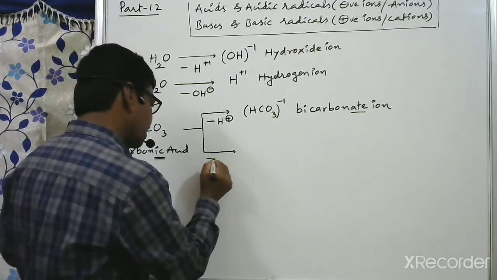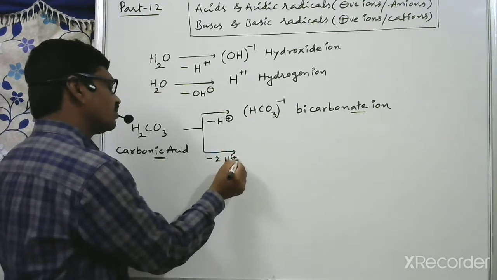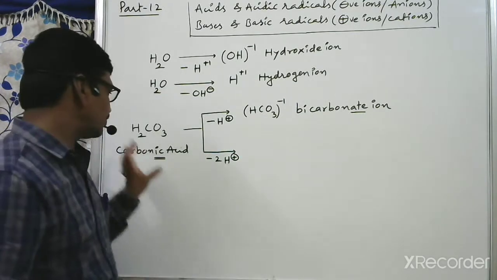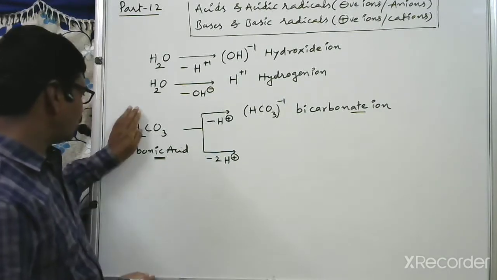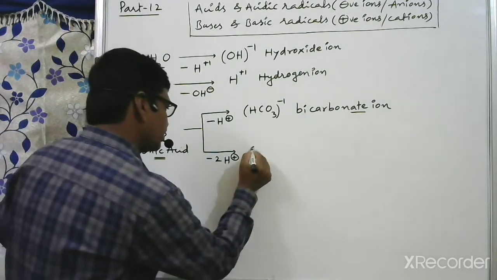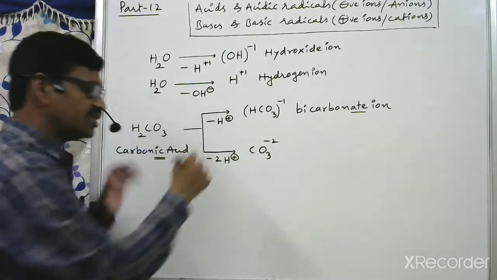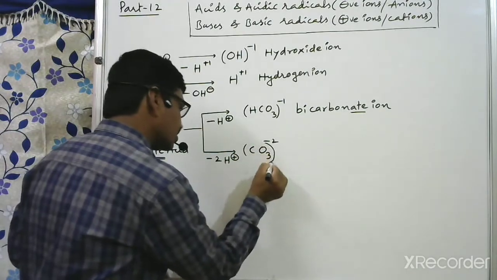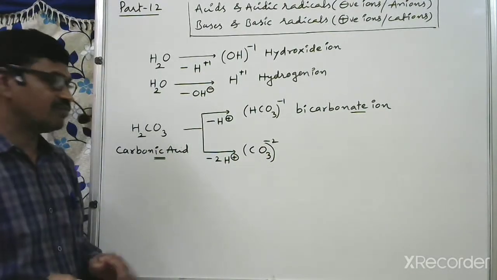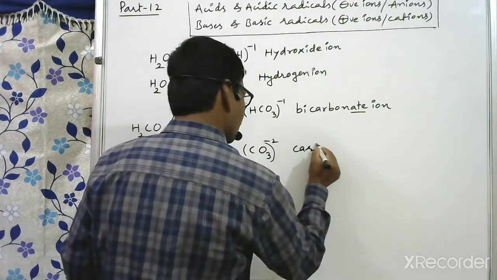So similarly, we can remove two hydrogens also. Here I am writing minus 2 H plus ions. I am removing two hydrogens from H2CO3, carbonic acid. What is the remaining? After removal of these two hydrogens, the remaining is CO3. Above this we can write minus 2. Total CO3 charge is minus 2. It means there is one carbon and three oxygens. CO3 minus 2 is called simply the carbonate ion.